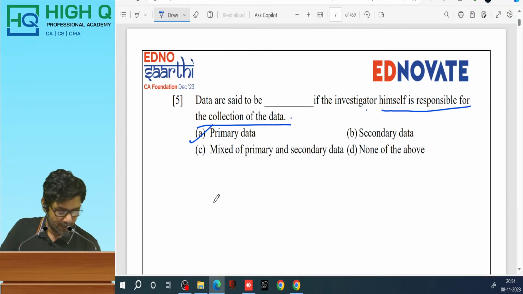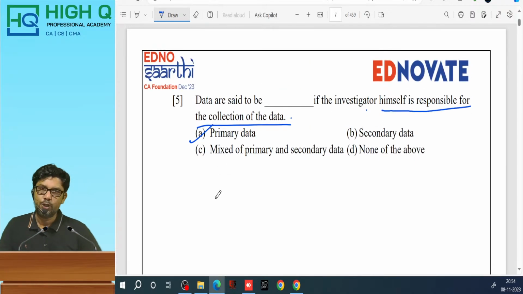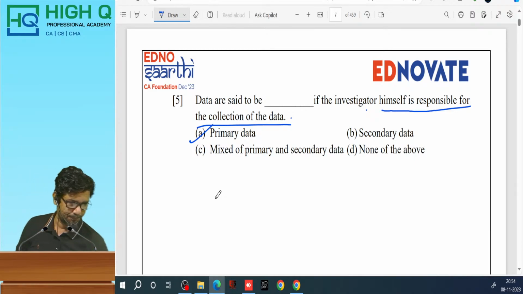Now, listen here. You might have given it earlier also. Now with full confidence you will give the answer because you have understood the concept. Sir, investigator himself responsible means it's primary data only, right? Yes. Fine.